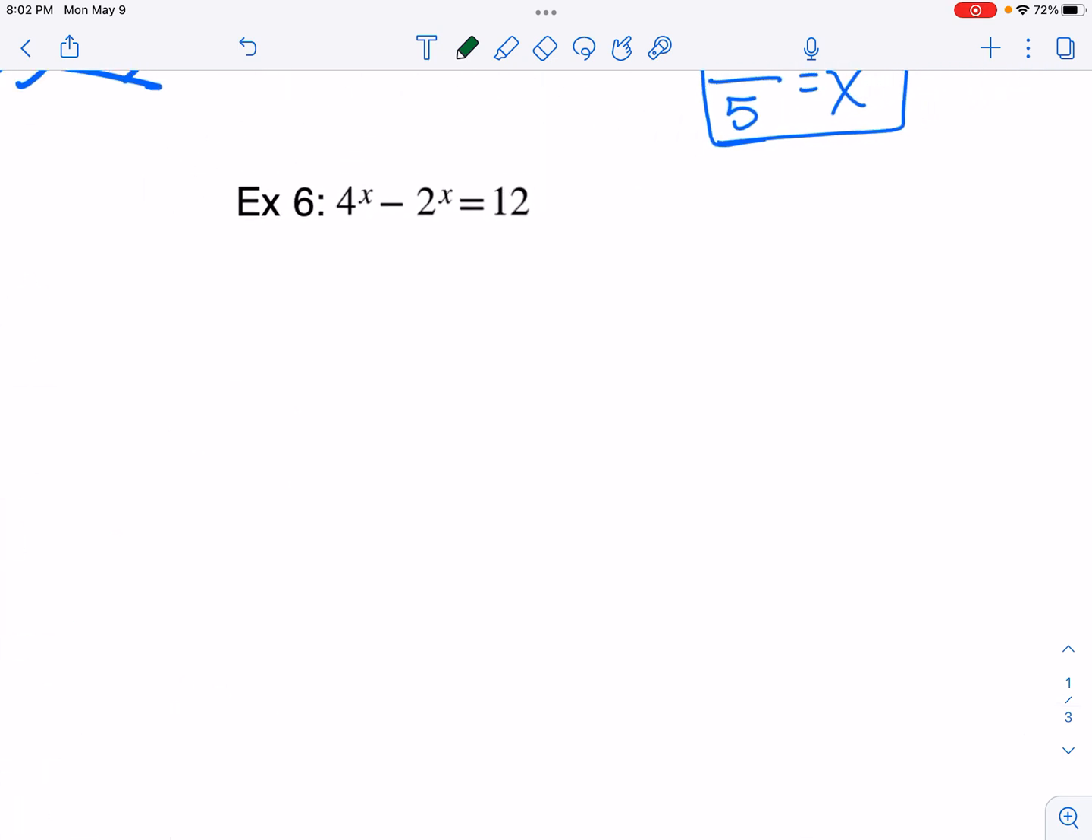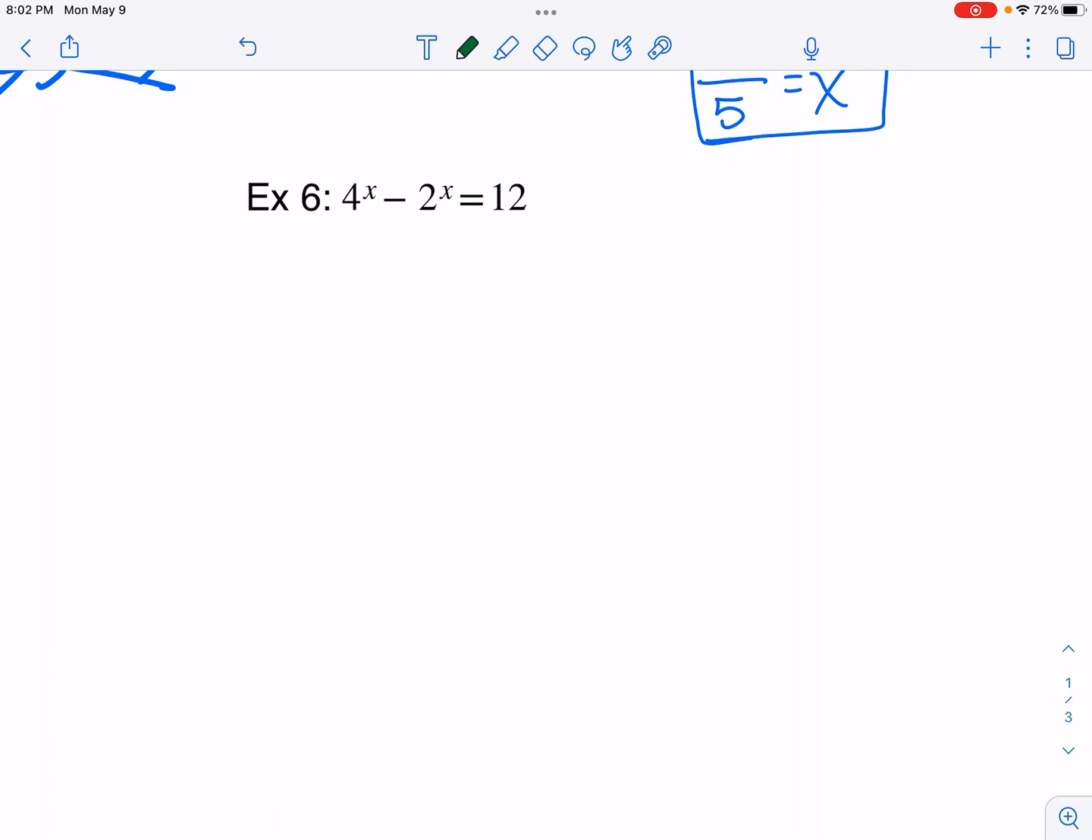Example 6 is also a hidden quadratic. I see 4 to the x and 2 to the x, and something catches my brain about that because I know I can rewrite 4 as a base of 2. 4 is 2 squared. So if I rewrite this as 2 squared to the x, that becomes 2 to the 2x minus 2 to the x equals 12.